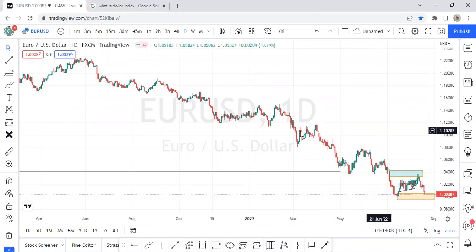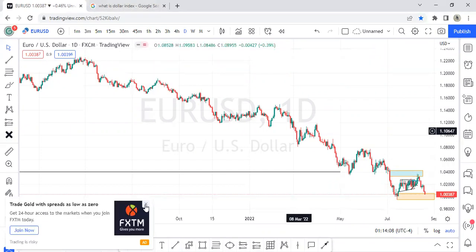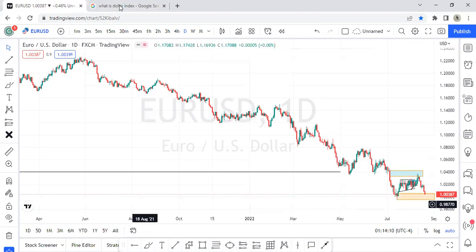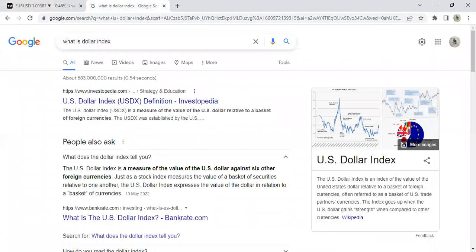Before we continue, I would like to check the Google definition of the dollar index. You could just search this out: what is the dollar index? According to the search, it's the index of the value of the United States dollar relative to a basket of foreign currencies, often referred to as a basket of US trade partners' currencies. Relatively, it is the measure of the value of the US dollar against six other foreign currencies, the major currencies.